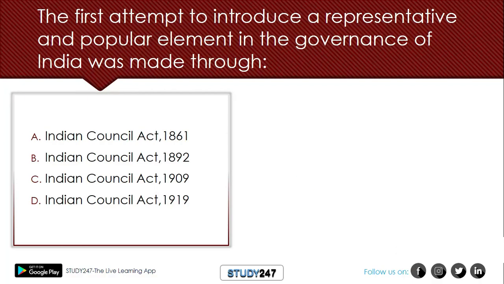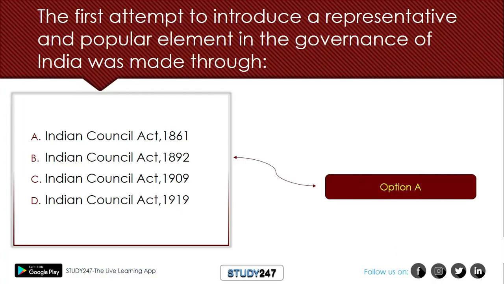Next. The first attempt to introduce a representative and popular element in the governance of India was made through Option A. Indian Council Act 1861. Option B. Indian Council Act 1892. Option C. Indian Council Act 1909. Option D. Indian Council Act 1919. So, the correct answer is option A. Indian Council Act 1861.